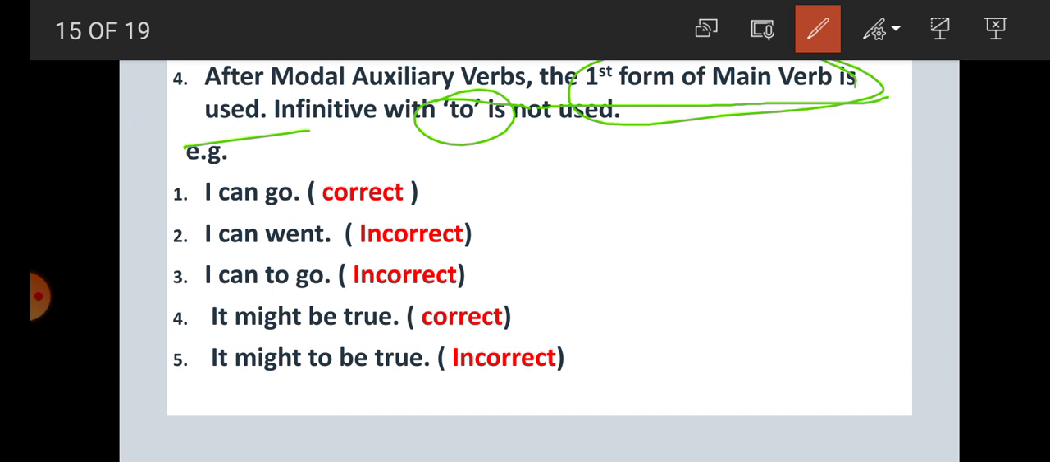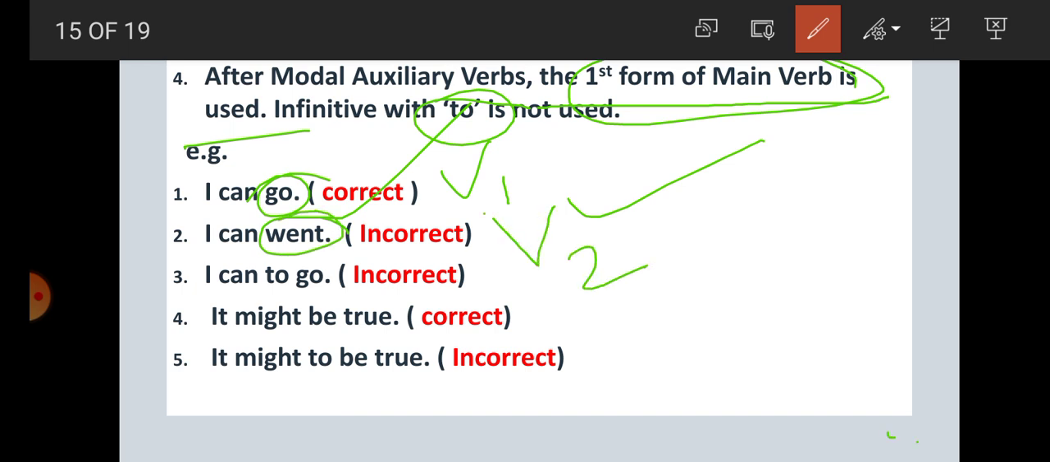So let's discuss these examples. Example number 1, I can go. Go is what, student? Go is the verb first form. So this sentence is correct. Second one, I can went. What is went, student? Went is V2. So this sentence is incorrect. I can to go. Here to go is written, meaning an infinitive is written, and that's why this sentence is incorrect. Because after can we can't write an infinitive. After can we can't write V2. So these both sentences are incorrect.